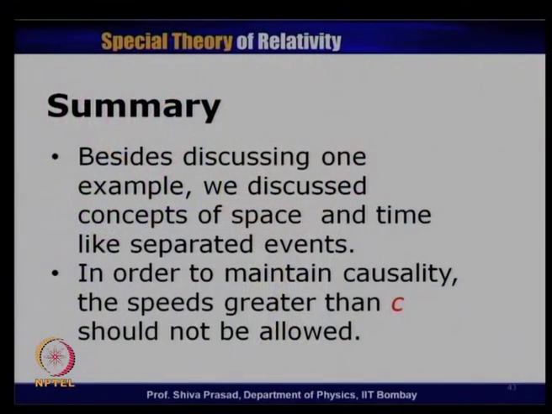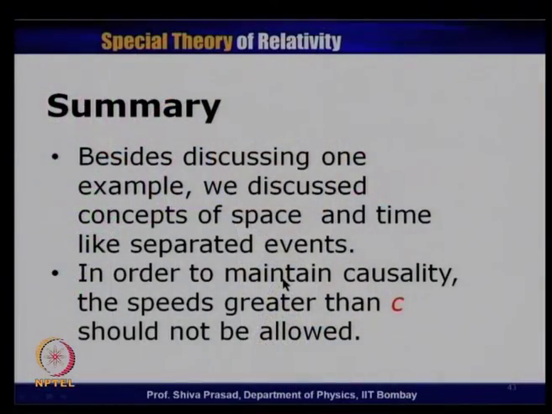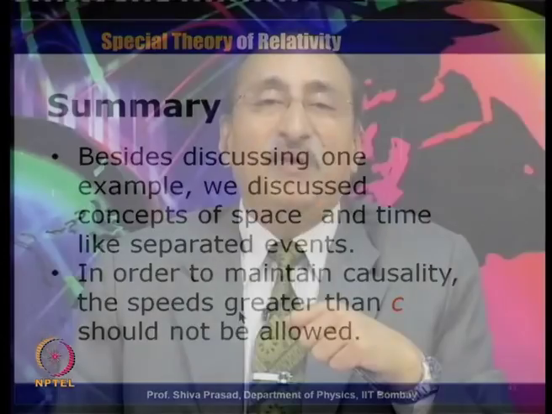At the end, I will give the summary of whatever we have discussed today. We discussed one example in which we included the speed of light, in two different frames of reference. And then we said that in order to maintain causality, speeds greater than c should not be allowed.